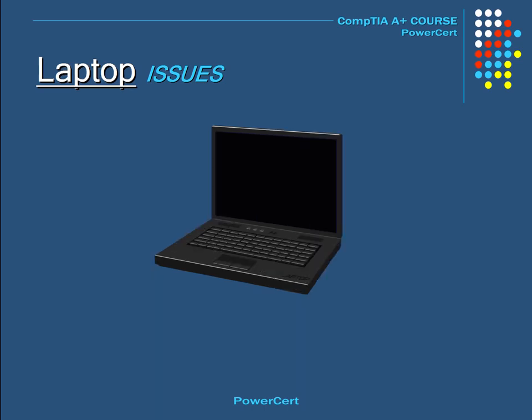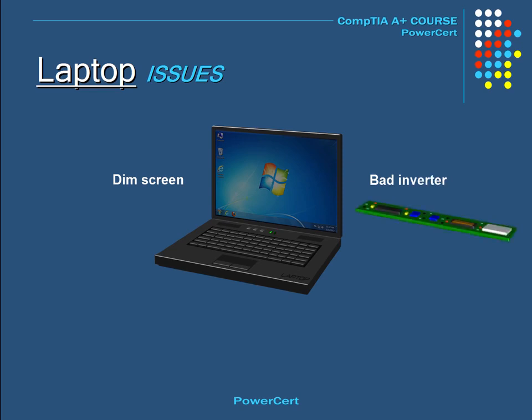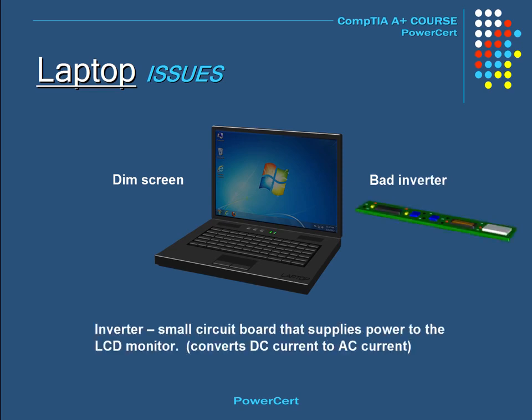Another problem is that when you turn the laptop on, the image is very faint, in other words, the display is very dim, and in this case, most likely, you would have to replace the inverter. The inverter is a small circuit board that supplies power to the LCD monitor. It converts DC current to AC current. The inverter is usually mounted inside the display panel just below the screen.